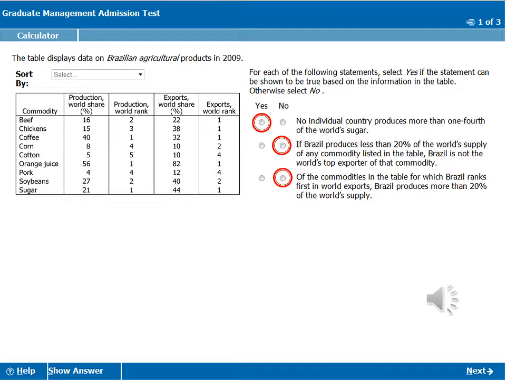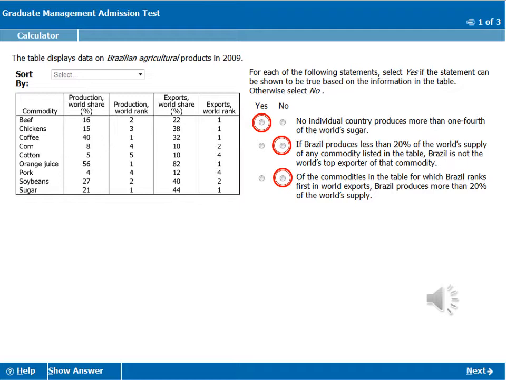To answer this question, we must examine the bottom line of the table labeled sugar. It appears that Brazil is the #1 producer of sugar in the world, but they only produce 20% of the world's total production. So it is not possible for an individual country to produce 1/4 or 25% of the world's sugar. This makes the statement true.